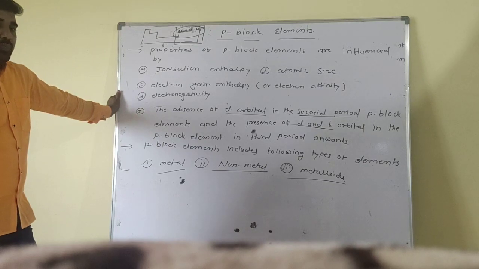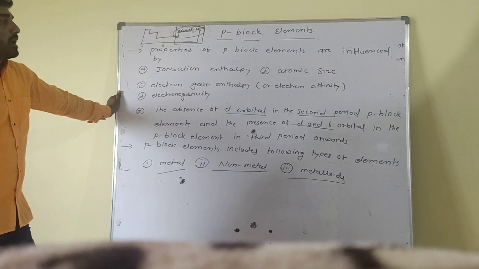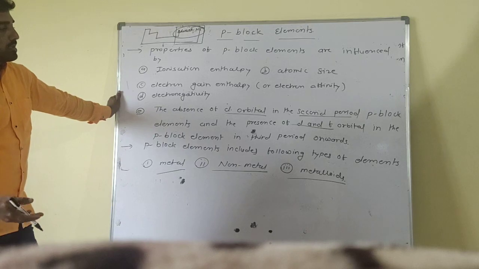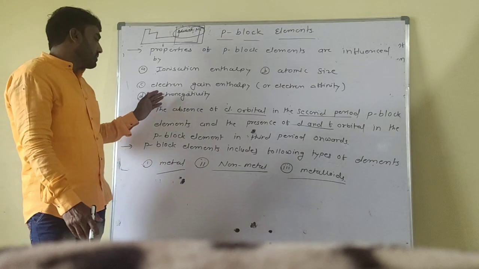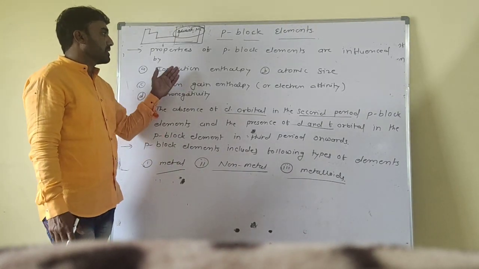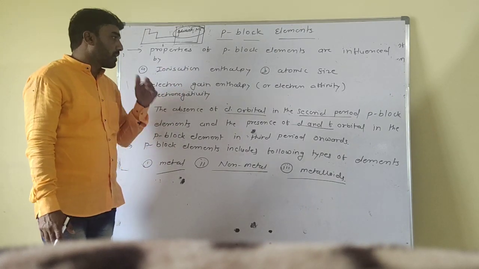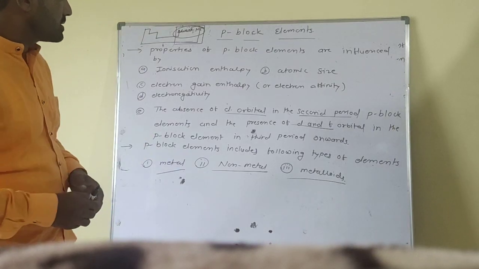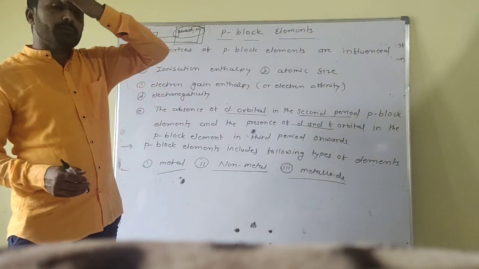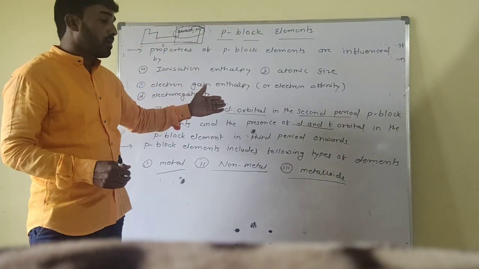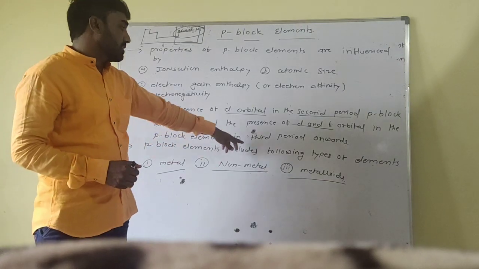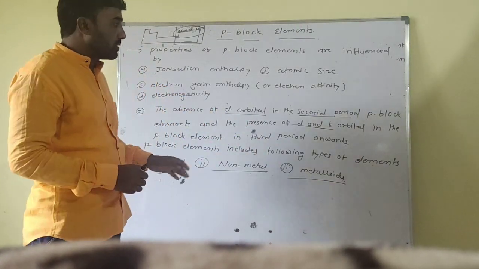So this is the introductory part, with the second set of short points about the p block elements, and these points will be studied in detail one by one in the next lectures. So write down the short notes of the p block elements: the properties of p block elements, the types of elements, that is metals, non-metals and metalloids. The second trait is the absence of d orbitals, and the third trait is the presence of d and f orbitals from the third period onwards. So write down the short notes.